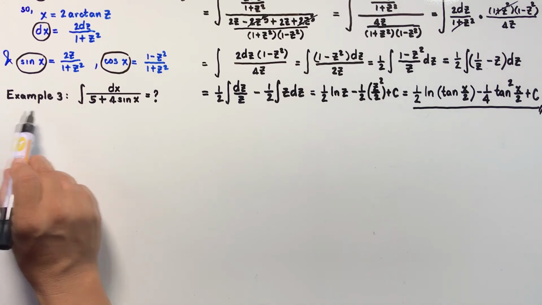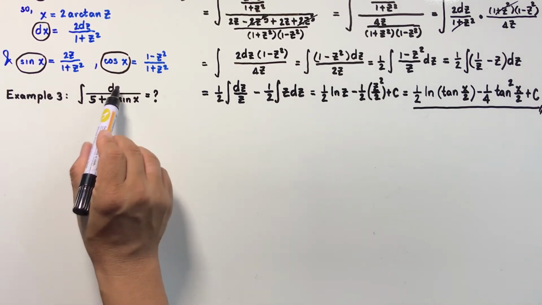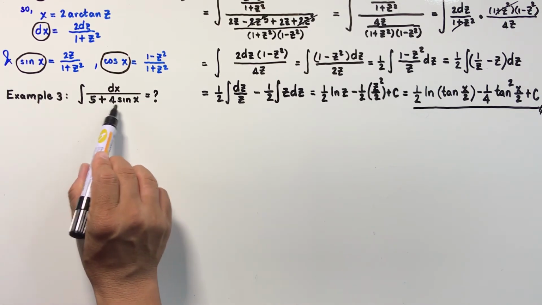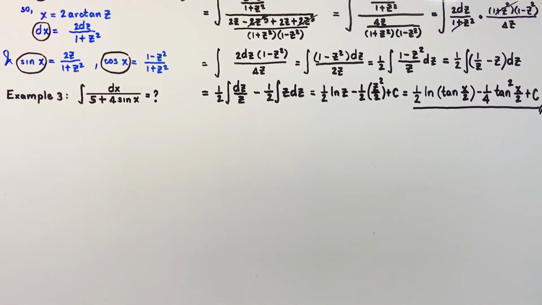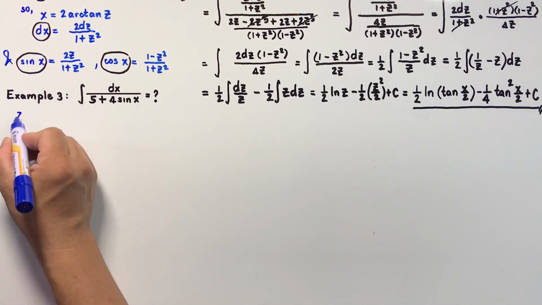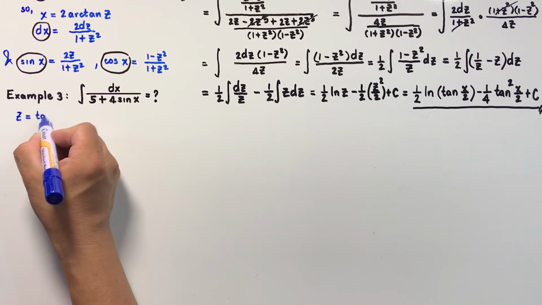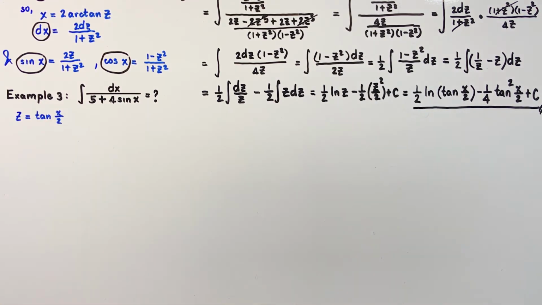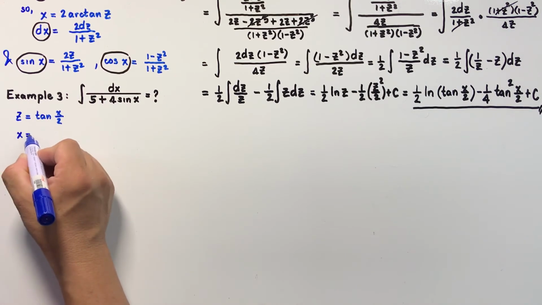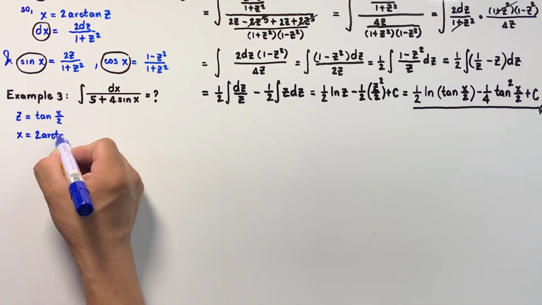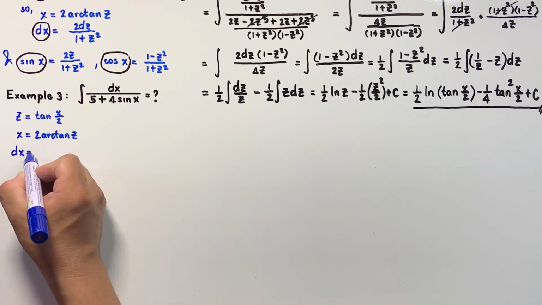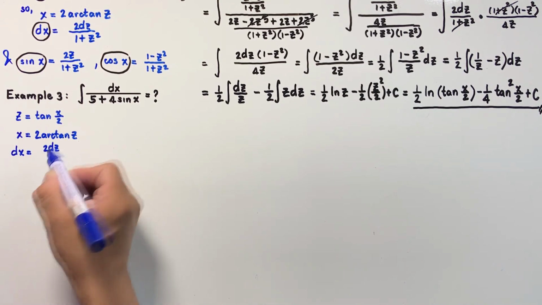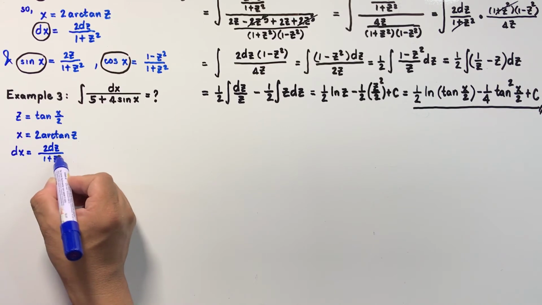Now let's proceed to our example number 3. What is the integral of dx over the sum of 5 and 4 sine x? Now since this is a rational function that involves a sine function, then we can use the inverse trigonometric substitution here, which is z that is equal to the tangent of x over 2. And solving for x, we know that is 2 times the arctangent of z. And finding the derivative of your x, we have 2 dz over 1 plus z squared.